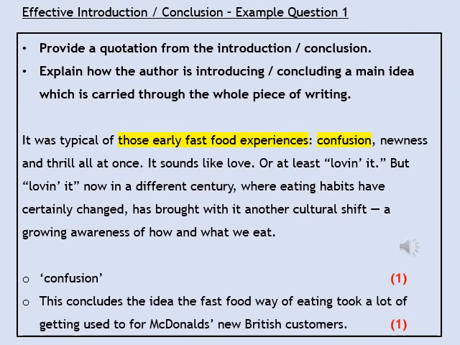Now, of course, we've already got our 2 marks of the maximum 2 marks that can be awarded for this particular question, but nonetheless, let's explore an alternative answer that we could have given. We'd already mentioned that confusion seems to be an appropriate quotation to choose to comment on. After having given that quotation, in explaining how the author is concluding a main idea of the passage, we could have said, this concludes the idea the fast food way of eating took a lot of getting used to for McDonald's new British customers.